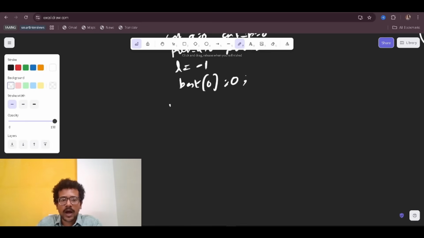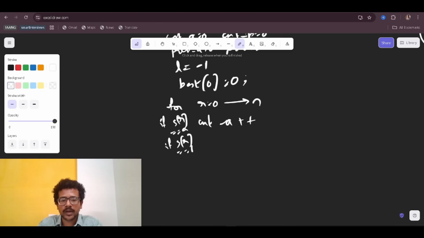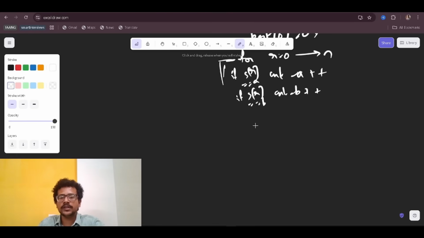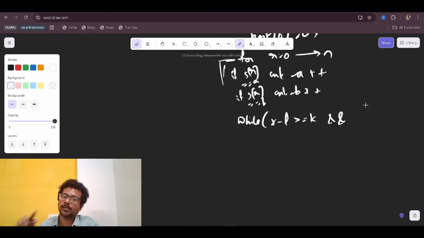So I would write, for R is equal to 0 and going till n, I would just add count A if S of R is equal to A, then count A plus plus. Then if S of R is equal to B, then count B plus plus. Right? So this is my for loop. But after this, I need to consider while R minus L is greater than or equal to K. And as I said, there will be another condition.